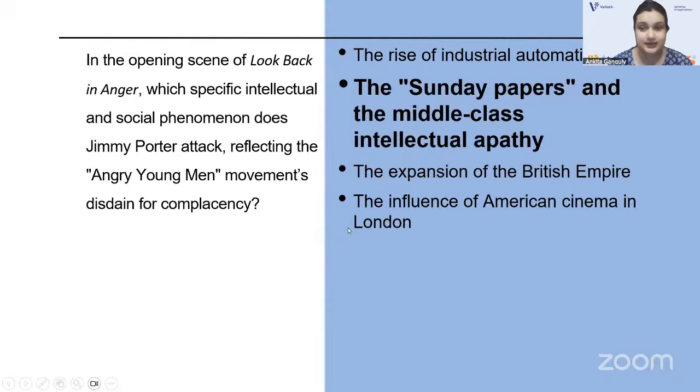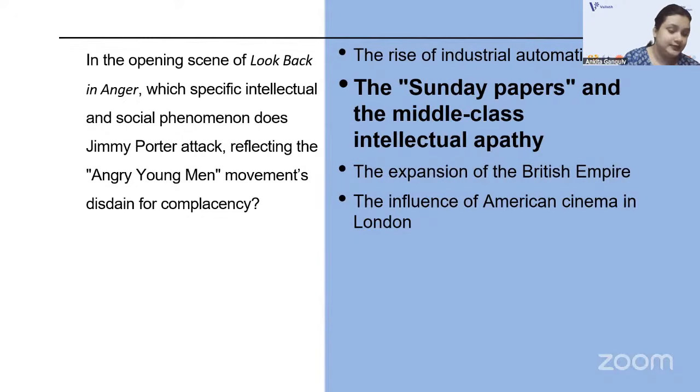He's attacking the Sunday papers and the middle class intellectual apathy, right? Yes. So, in the opening scene of Look Back in Anger, Jimmy Porter attacks the complacency, intellectual inertia, and emotional stagnation of the British middle class, specifically through his rant against the staid, repetitive nature of Sunday papers like the Sunday Times and Observer. Reflecting the angry young men movement's disdain, Jimmy's opening diatribe targets complacency and inaction, the intellectual inertia of the middle class, and certain newspapers for this emotional and intellectual stagnation. And this happens in the opening scene of Look Back in Anger by John Osborne.